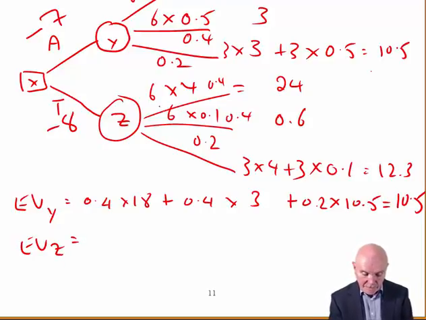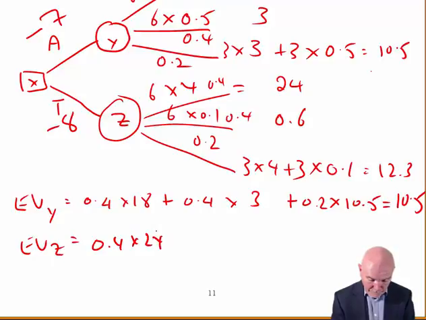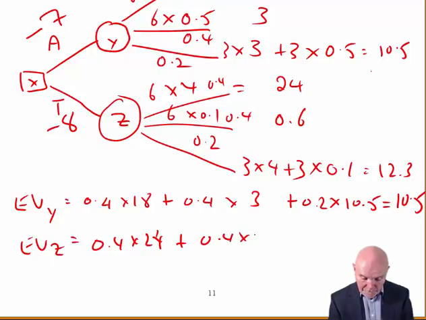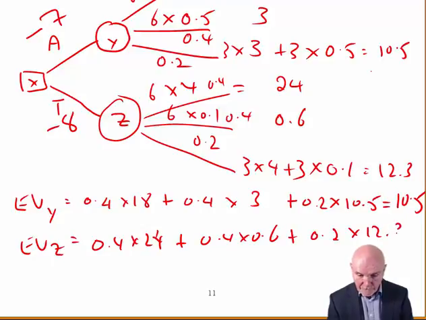So expected value at Z is going to be 24 times 0.4 plus 0.4 times 0.6 plus 0.2 times 12.3. And that will come, I think, to 12.3.